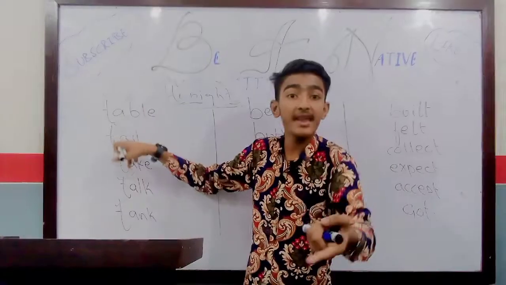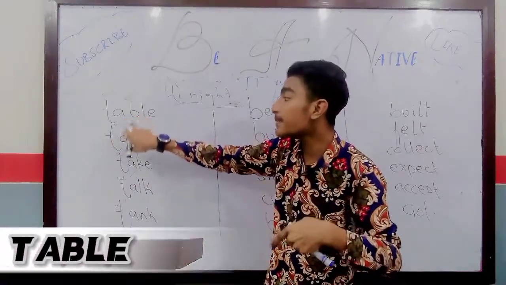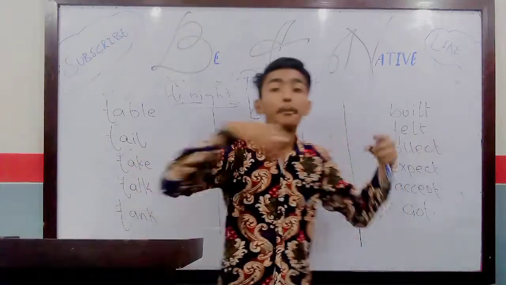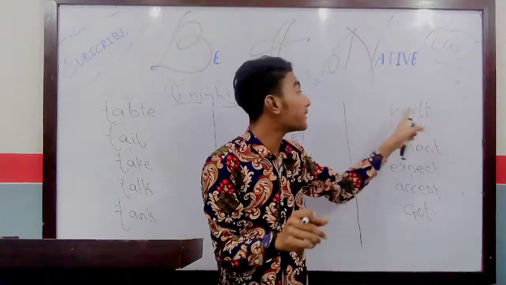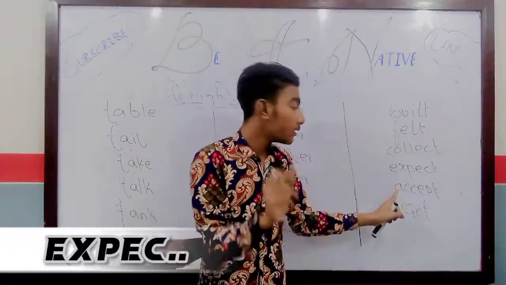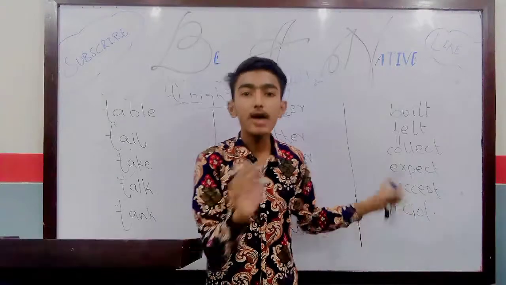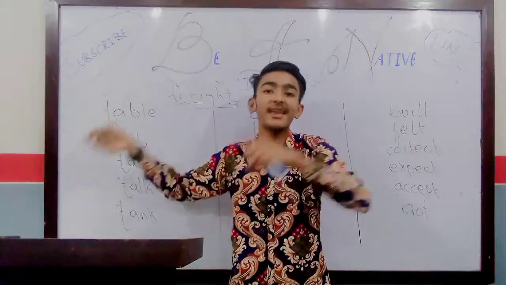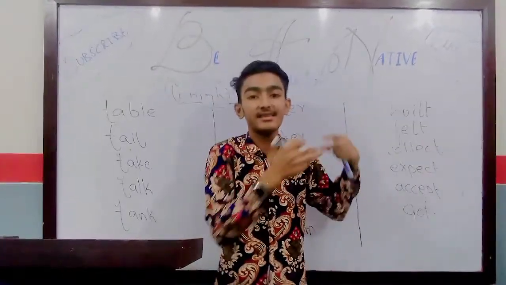At the beginning, you pronounce the T and it'll be like table, tail, take, talk, and tank. But at the last, you don't pronounce T, so it'll be like built, felt, collect, expect, accept, and got. So that's how you pronounce all of the words, whether it's the T at the beginning, double T at the center, or the T at the last.